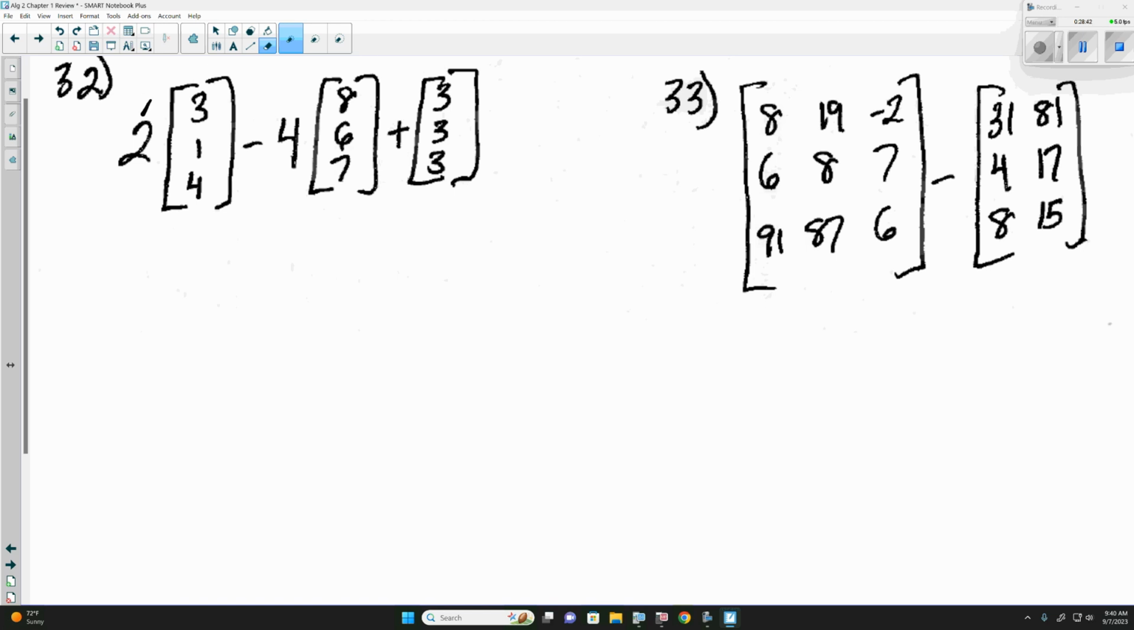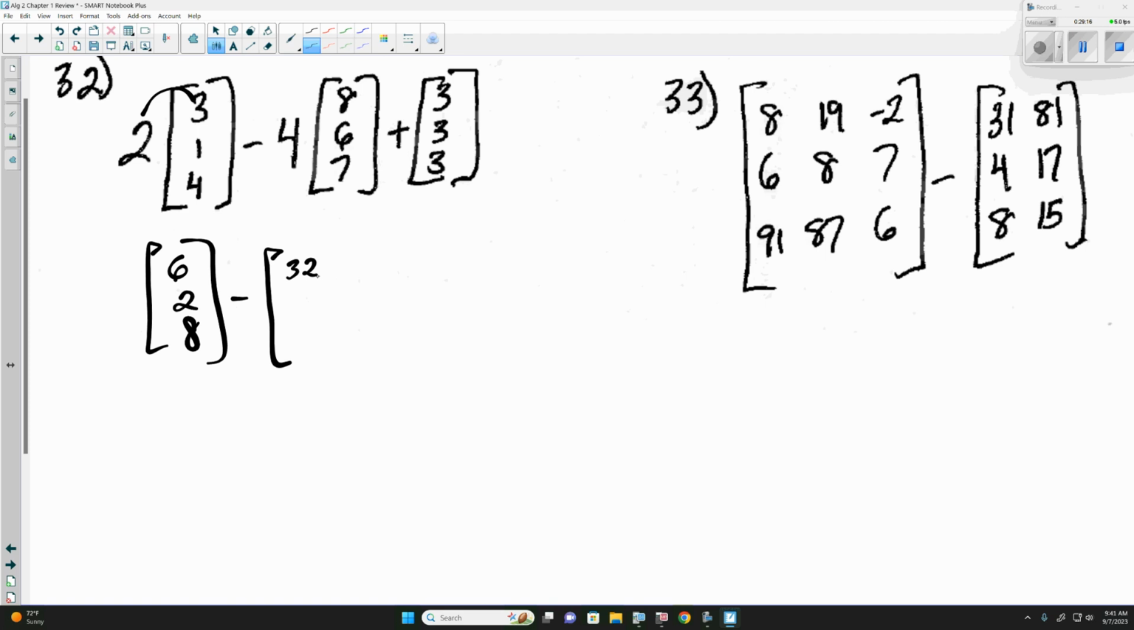Now, if we do this by hand, the first thing I'm going to do is multiply through by 2. 2 times 3 is 6. 2, 8. Okay, now before we move, we feel comfortable with multiplying the first one by 2, yes? Now, there's 2 ways we can do it. One is I multiply everything by -4, or I multiply it by just 4. Either way works. Now, if I multiply it by just 4, it still says minus. Yes. 4 times 8 is 32. 4 times 6 is 24. And 4 times 7 is 28.